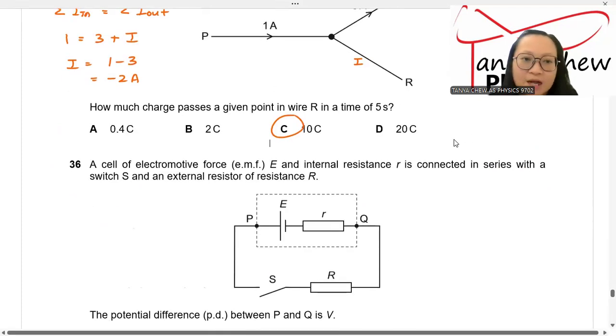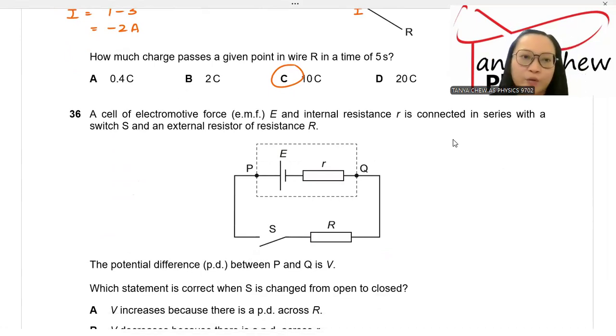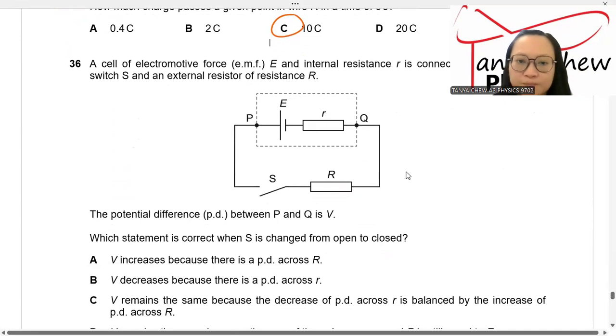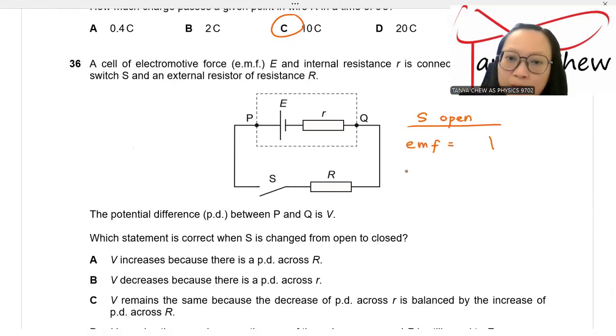Number 36, a cell of electromotive force, EMF, E, and internal resistance r is connected in series with a switch S and an external resistor of resistance R. The potential difference, PD, across P and Q is V. Right? Which statement is correct when S is changed from open to closed? When S is open, so what you get is that the EMF is actually equal to the PD across P and Q.